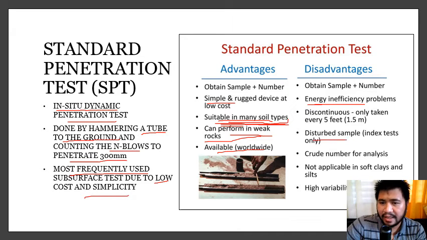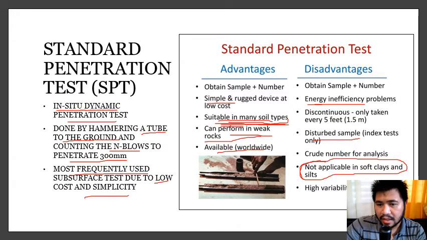Disadvantages, yeah, you can get a disturbed sample. Basically, you're mushing up the soil, so its intact soil structure is not really preserved. You can also get unreliable readings in soft clays and silts. I'll discuss that later on. High variability, of course, due to the energy inefficiency problems. But if you're using a machine or an automatic SPT, this problem is mostly minimized.